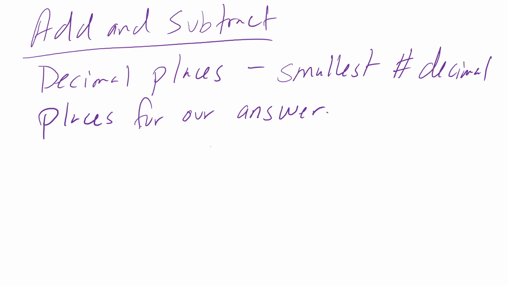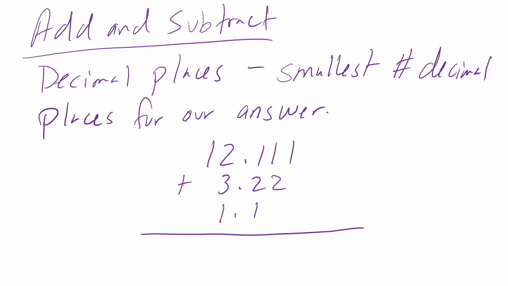So if we were going to add some numbers, like 12.111 added to 3.22 and added to, say, 1.1, we do all that again without the calculator here. Give it a try. We got a 1, we got a 3, we got a 2, 3, 4, we got a 4, 6, and a 1. Hopefully I did it right. Hopefully it looks like we did it all right there.